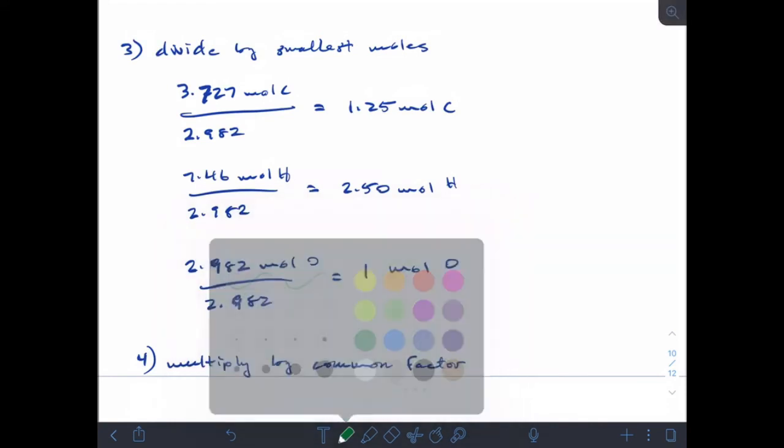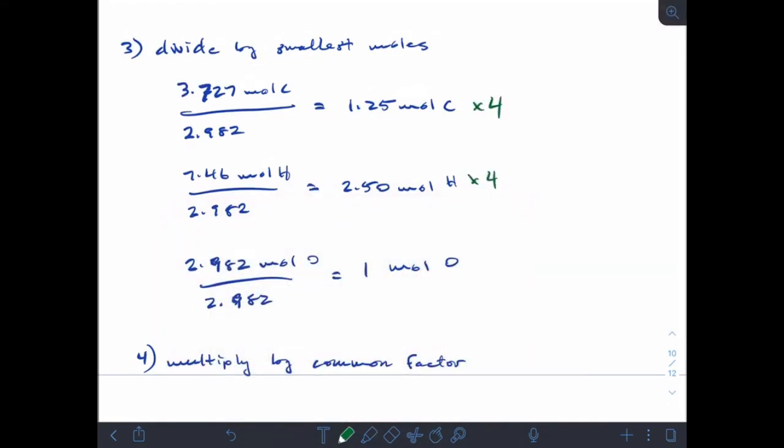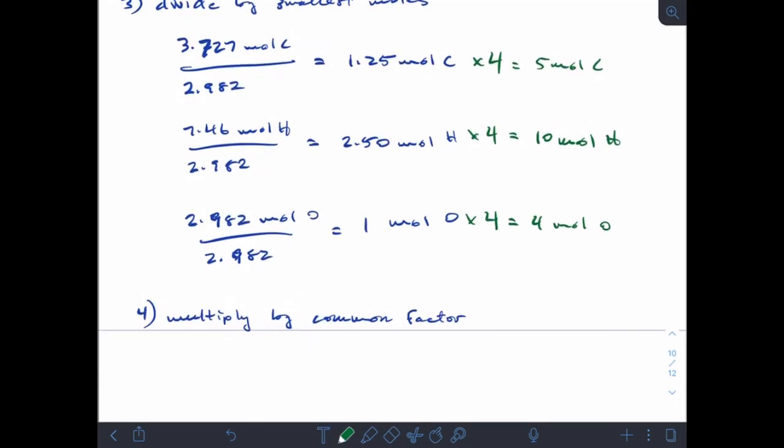Let me change colors here. Okay, and when I do that, that gives me 5 moles of carbon, 10 moles of hydrogen, and 4 moles of oxygen. Okay, so that is my empirical formula. Carbon with 5, hydrogen with 10, and oxygen with 4.